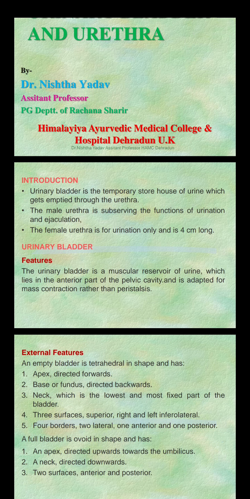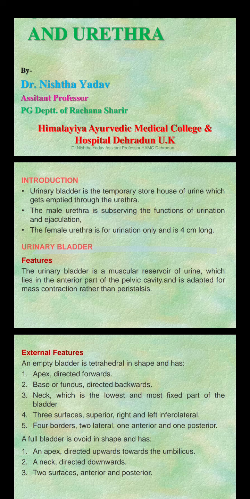The urinary bladder is a muscular reservoir of urine. It is a muscular bag, and its contractions help in the release of the urine. It lies in the anterior part of the pelvic cavity and is adapted for mass contraction rather than peristalsis. I taught you last time that peristalsis occurs in the ureters so that the urine can flow downwards into the bladder, and in the bladder massive contraction occurs so that the urine can pass out through the urethra.